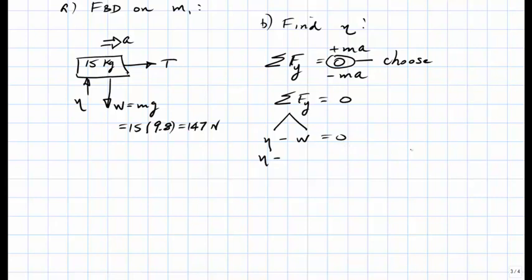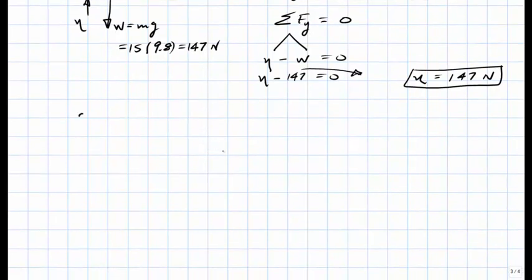We calculated the weight. The value is 147 newtons. We'll transfer that to the other side, and as a result, the normal equals 147 newtons. So what we're finding is that if the object weighs 147 newtons, then the table will push back up against the object with an equal force, namely 147 newtons. That's not always the case, but it is under these circumstances.